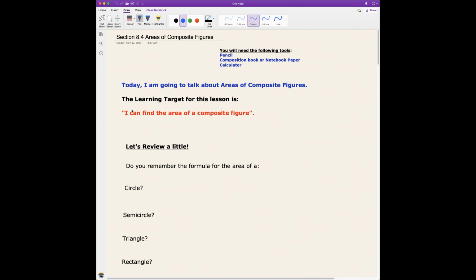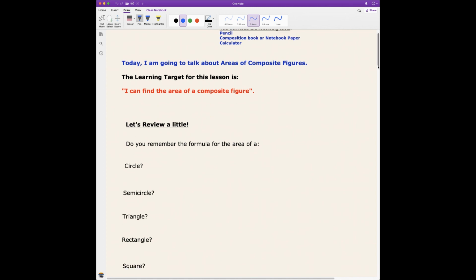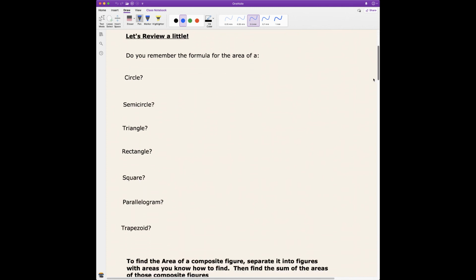So the learning target for this lesson is, at the end of it, hopefully you'll be able to say, I can find the area of a composite figure. Before we start finding areas, I thought it would be helpful if we could review some of these formulas.